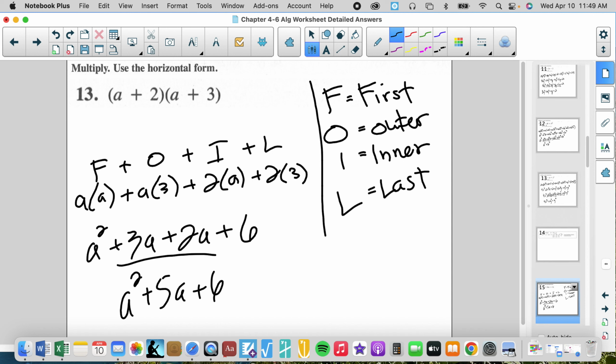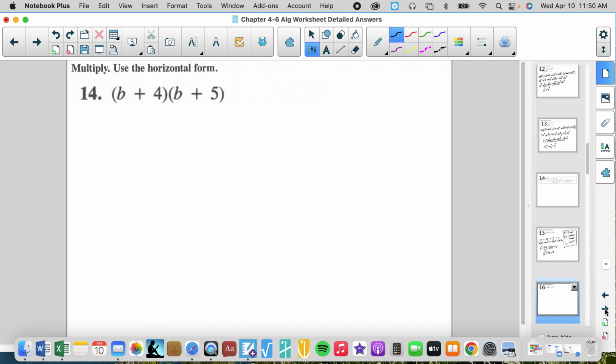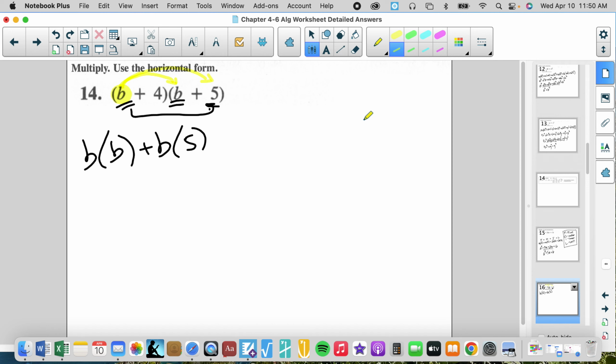That's one technique that you can use. I'm going to show you another technique. We can look at this as a double distribution. We can take this term and distribute it to each of the terms. We see that we get B times B plus B times 5. That's the firsts times the outers. So it's still the same order. It's just taught in a different way.